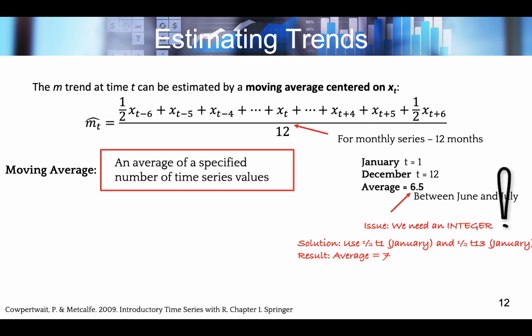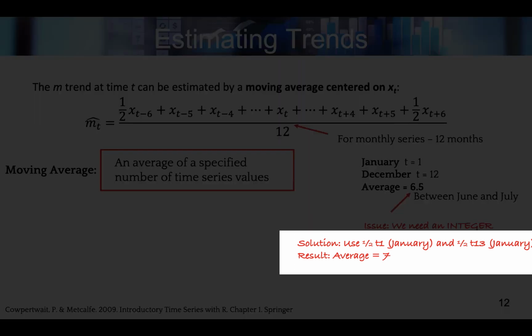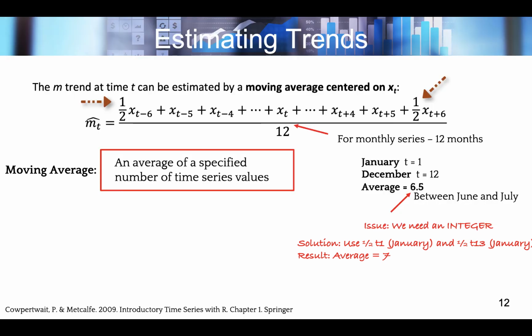And we have an issue here because we do need an integer. We need a specific month or t event. The solution for this problem is to use t1 as a January and add t13 as a January. Both of them will be using a half, 0.5, weight. So when we sum, our average will become 7.